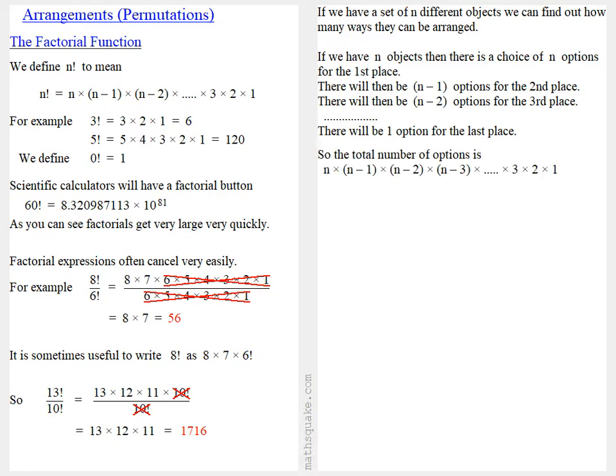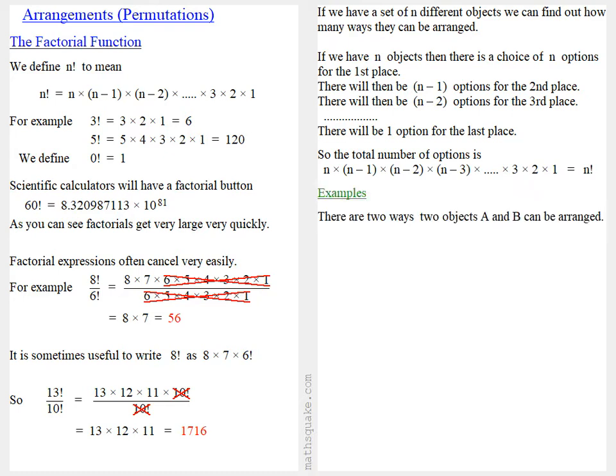So the total number of options is n times n minus 1 times n minus 2 times n minus 3, and so on, down to 3 times 2 times 1, which is in fact n factorial. So, if we've got n objects, they can be rearranged in n factorial different ways. Let's have a look at some examples.